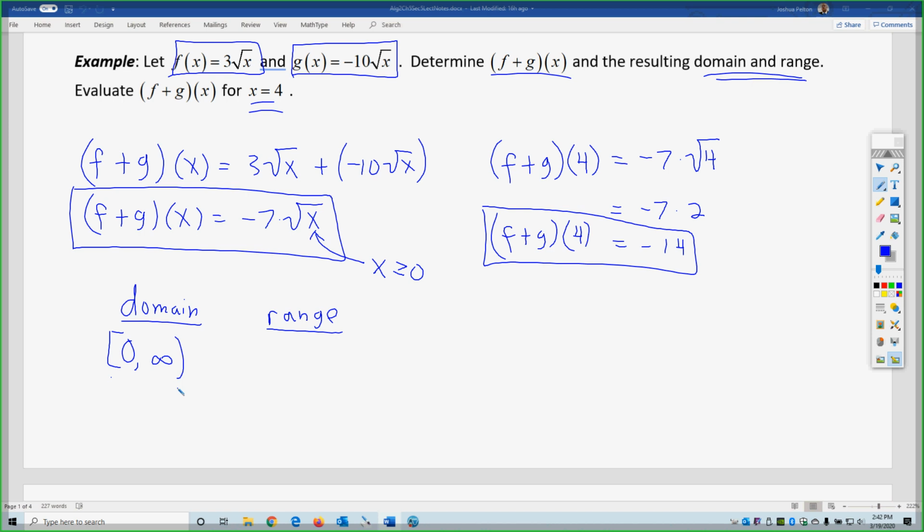Okay, and the range is the output once you plug it in. So plug in negative 7 square root of 0 and negative 7 square root of infinity. Okay, you'll get negative 7 times 0, which is 0, and then this will just be negative infinity. Okay, so as a result, the biggest I can be is 0, and I'm going to negative infinity. So again, these go both left to right, least to greatest. So let's see, 0 to infinity and negative infinity to 0. Let's see what that looks like on a graph.